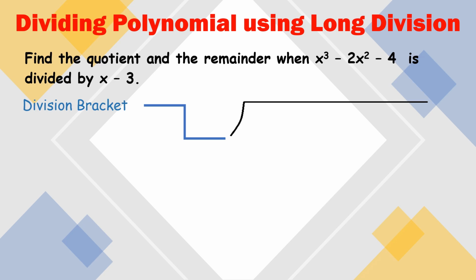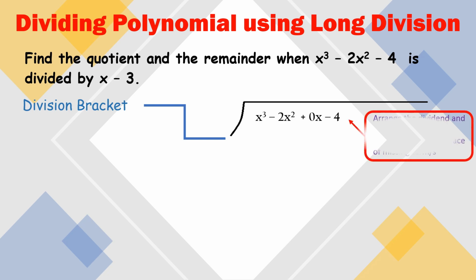For this one, our dividend is x cubed minus 2x squared plus 0x minus 4. When you put your dividend and divisor on your division bracket, make sure that the polynomials are arranged in descending power of x. Then you have to put 0 in place of any missing term. So we put 0x in place of the missing x raised to 1 in our dividend. Then we put the divisor outside, which is x minus 3.